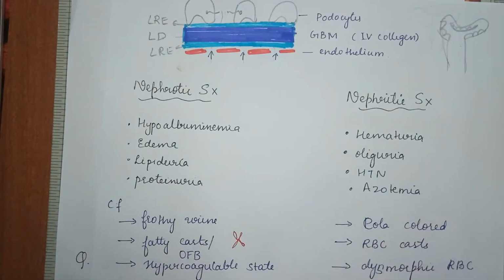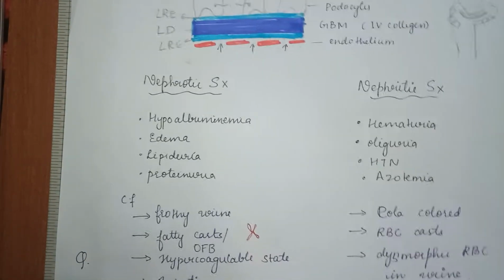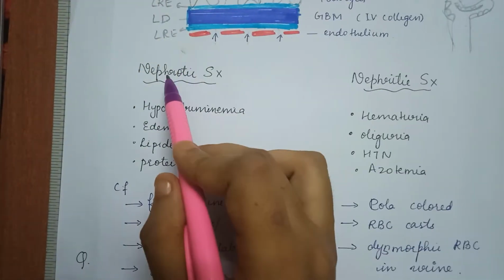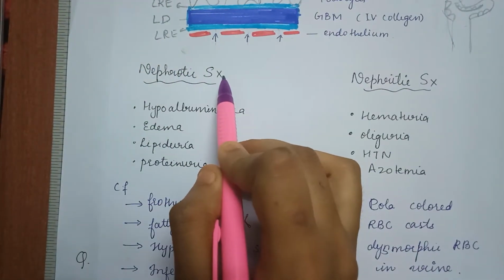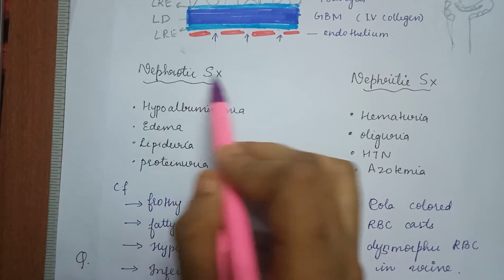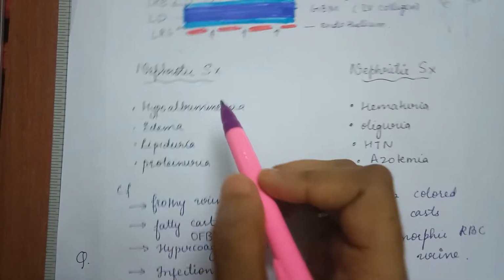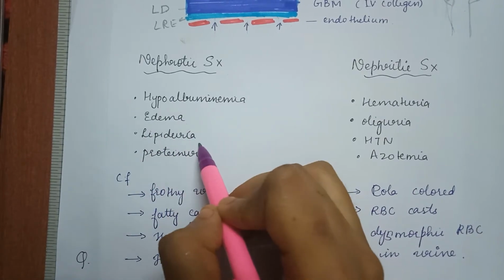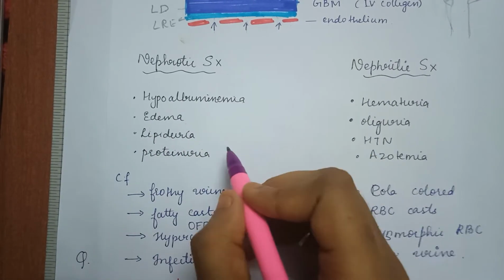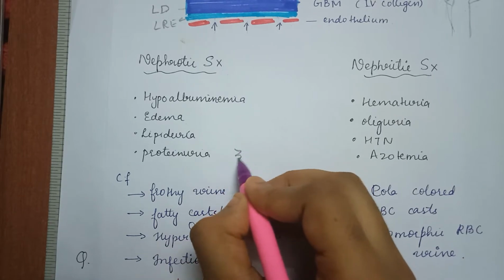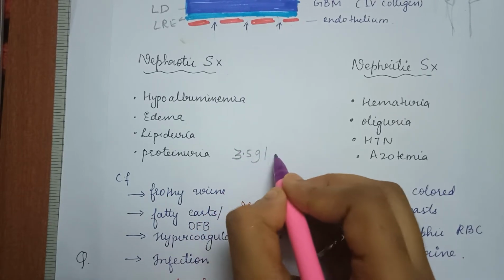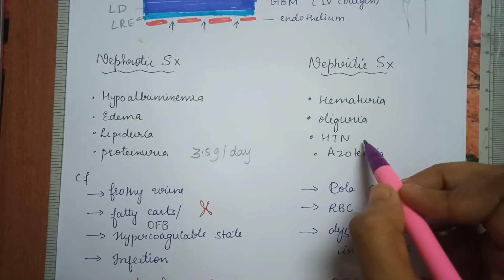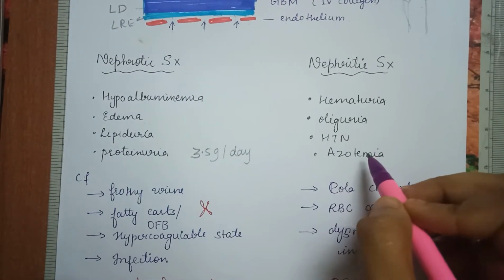Now coming to nephrotic and nephritic syndrome. Why did I stress so much on podocytes? Because when I consider nephrotic, first try to understand what this is, okay? Nephrotic syndrome has a clinical presentation of hypoalbuminemia, edema, lipiduria and proteinuria. And the proteinuria is more than 3.5 gram of protein per day. Whereas in nephritic, here also there is proteinuria, but it is less than 3.5 gram.